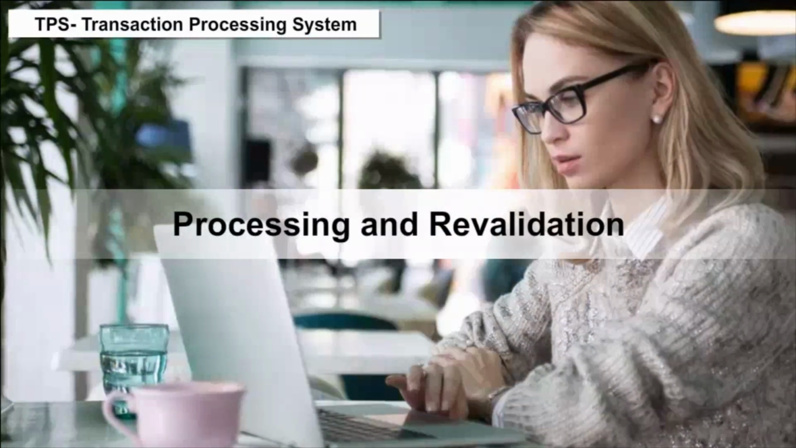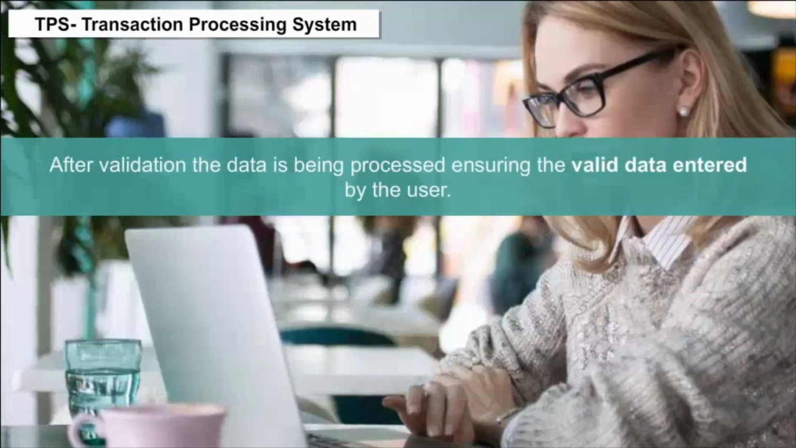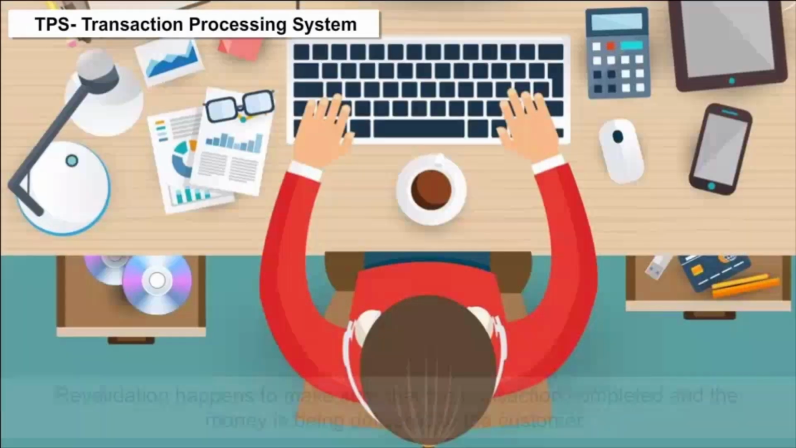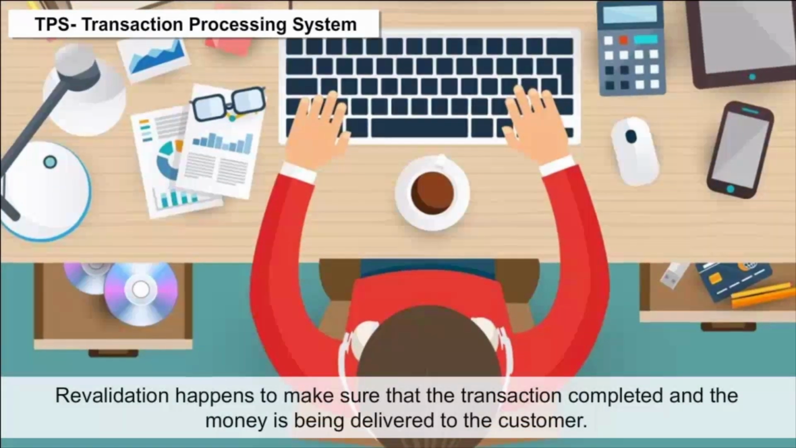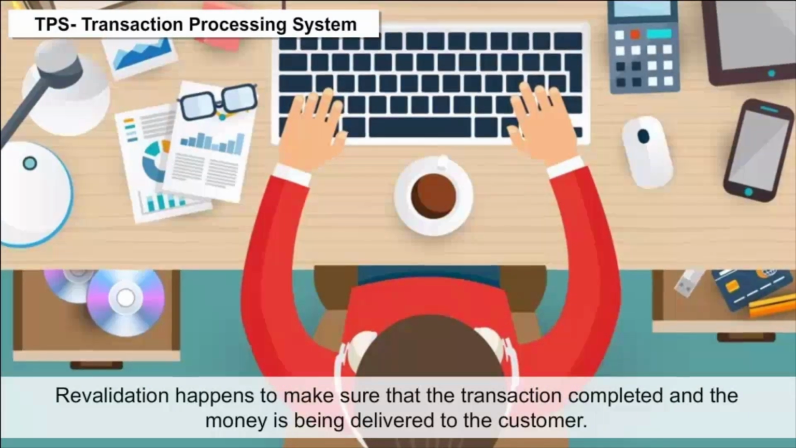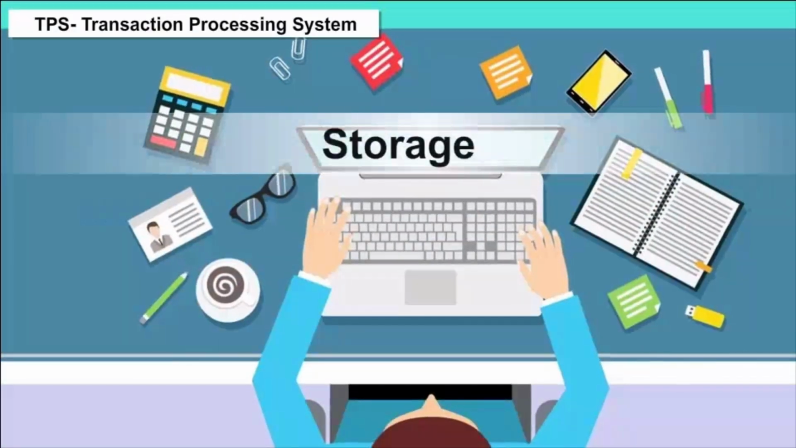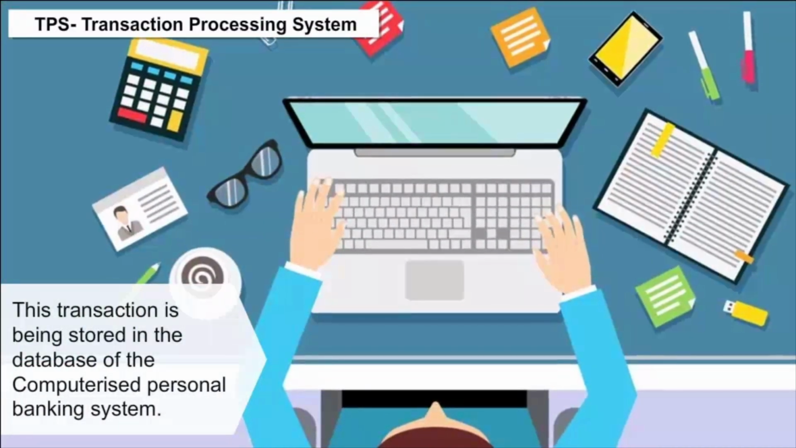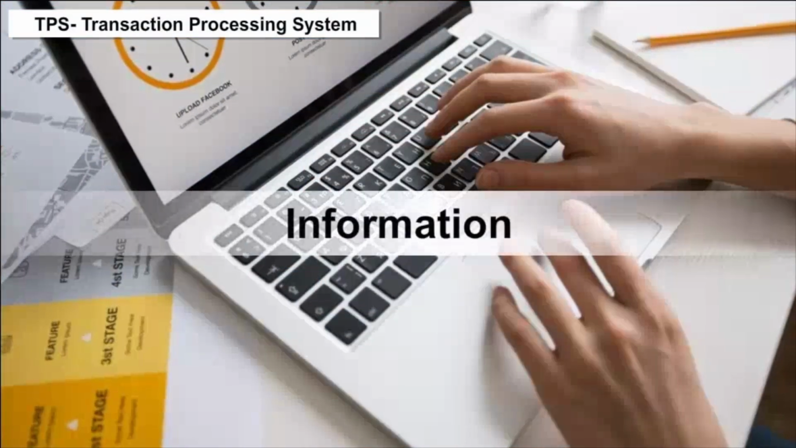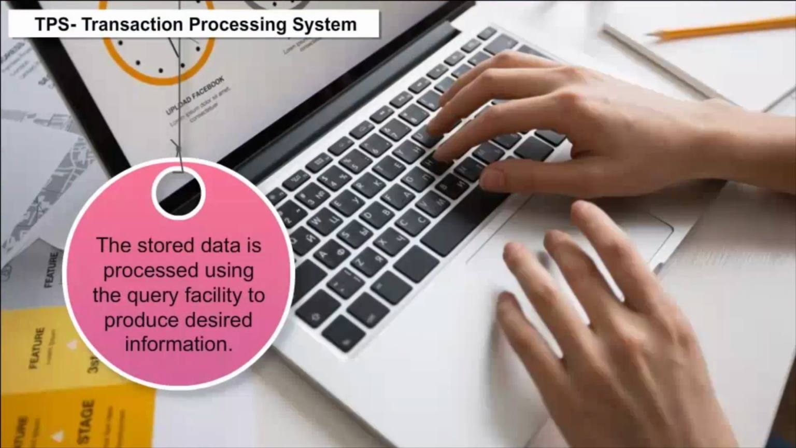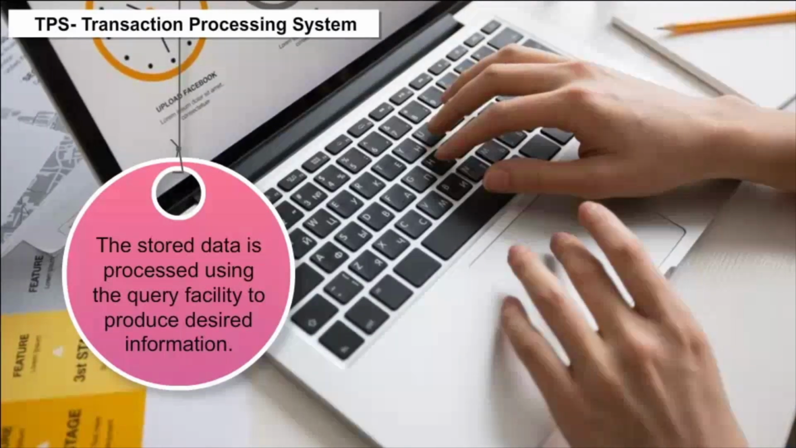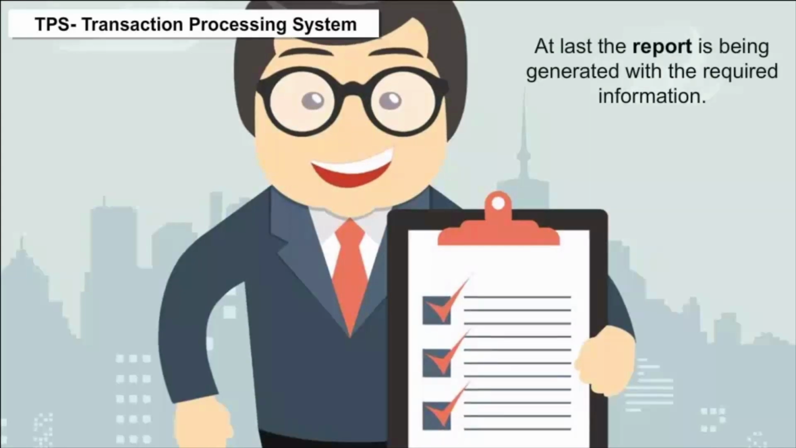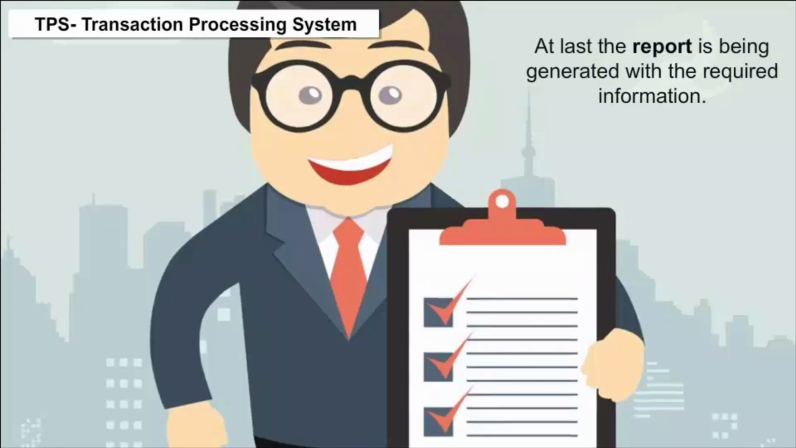Processing and revalidation. After validation, the data is processed, ensuring the validity of the data entered by the user. Revalidation happens to make sure that the transaction is completed and the money is delivered to the customer. Storage. This transaction is stored in the database of the computerized personal banking system. Information. The stored data is processed using the query facility to produce desired information. Reporting. At last, the report is generated with the required information.